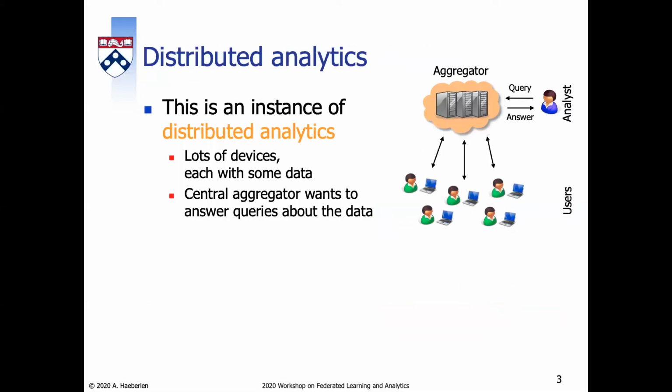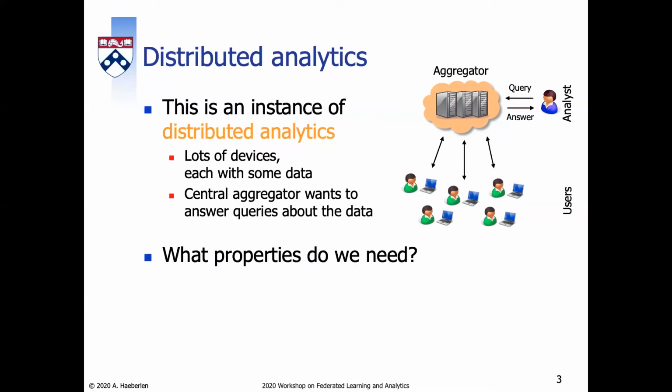Now, this turns out to be an instance of a more general problem called distributed analytics. In that scenario, we have a lot of user devices, maybe millions or even billions of devices that each have some information, maybe about their local user. Then we have a central party, which we call the aggregator, that wants to answer questions about this information in the aggregate. There's an analyst that supplies queries, and the aggregator wants to answer those queries as best it can.